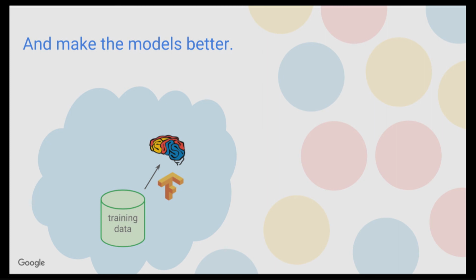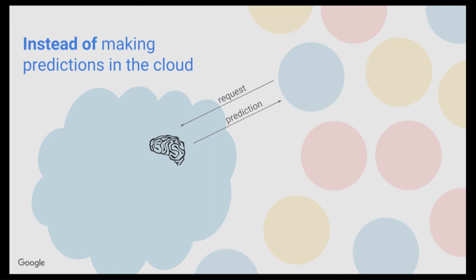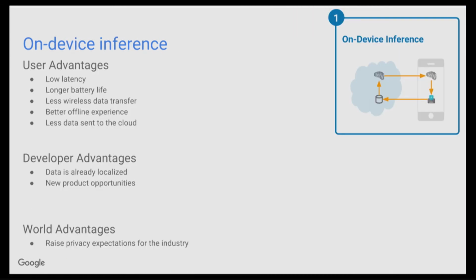So we use that additional interaction data to make the model better. In many cases, though, we can do something a little bit different, a little bit more mobile-centric, and that is we can move those models to the device. So instead of keeping the model in the cloud and having this request-prediction cycle, we actually distribute the model. So we're basically bringing the model to you rather than bringing your request to the cloud. And that has a bunch of advantages, right?